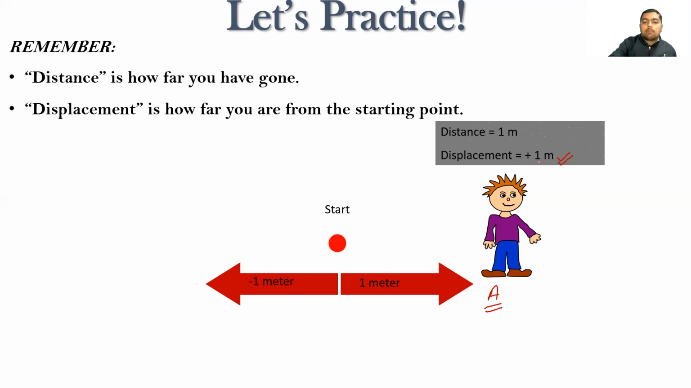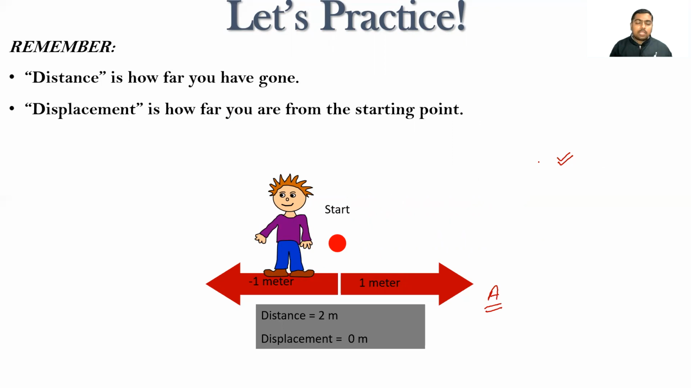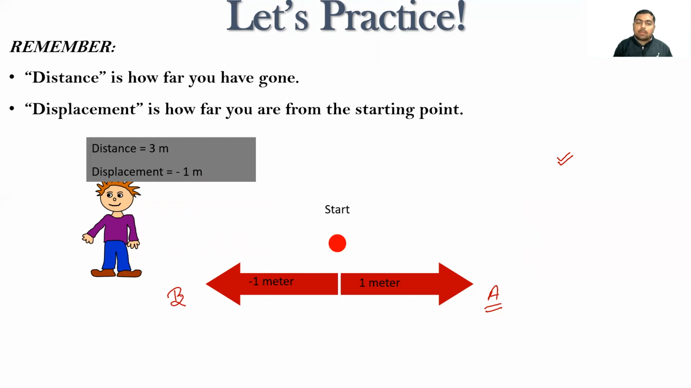Now the boy returns from point A to the start point. So what is the distance and displacement at the start point? Its distance becomes 2 meters because distance is always positive, but displacement becomes 0. Why? Because he starts from the start point and ends at the start point. Its position is not changed. That's why its displacement becomes 0. Now the boy moves in the negative x-axis 1 meter. So what is the distance and displacement at point B? The distance becomes 3 meters and displacement becomes minus 1 meter because the direction changes.